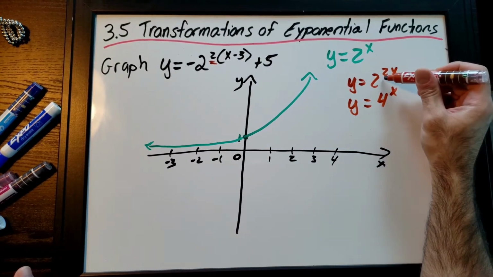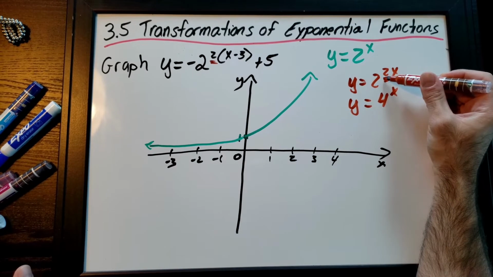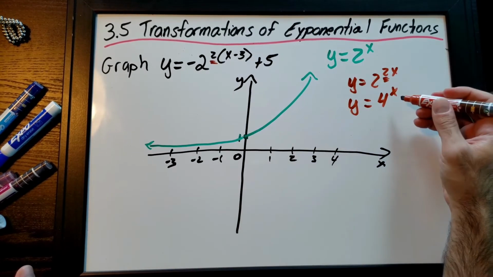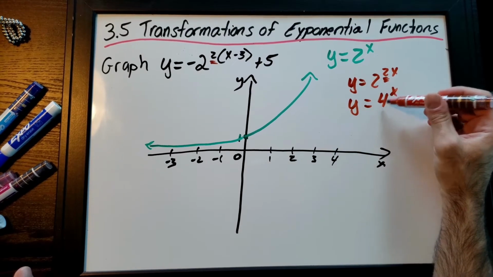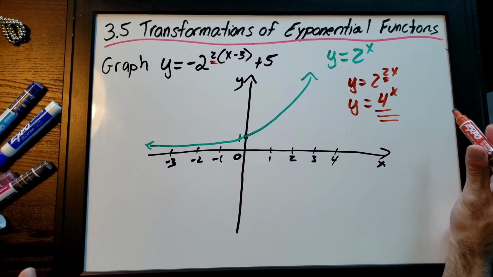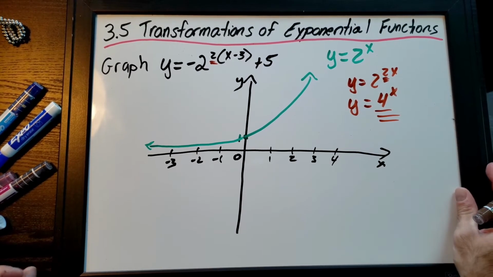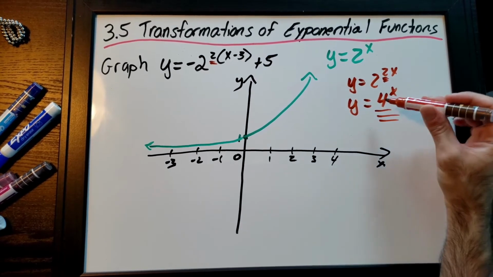I can either apply the transformation and horizontally compress it by 1 over 2, like on the previous board, or I can just apply that exponent to the 2 and call it 4 to the x. Now this is my new base function. I don't have to deal with a horizontal compression, which is probably the most annoying part of graphing any function, really. That k value is kind of tricky.